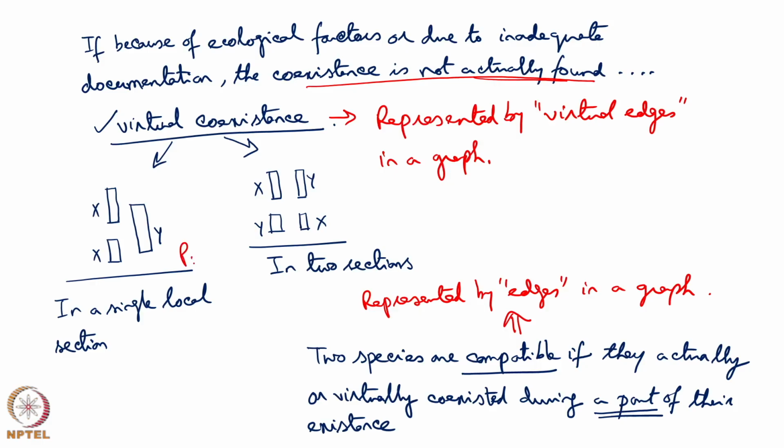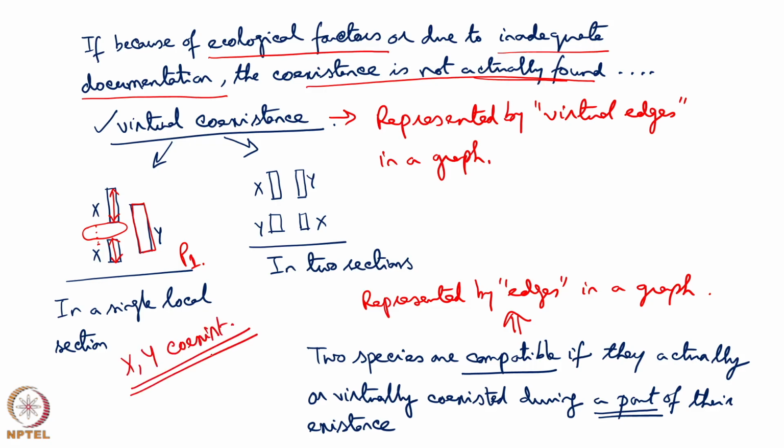In one example, we are finding X taxon ranges this much time and again this much time, and here is a gap, whereas Y is continuous. So here X might be absent due to either an ecological factor or inadequate documentation, maybe the geologist has not properly documented it. In such a case we say that X and Y coexist, and this is known as virtual coexistence. Now, I will look at two sections P1 and P2, and what I have explained just now is a case of virtual coexistence.